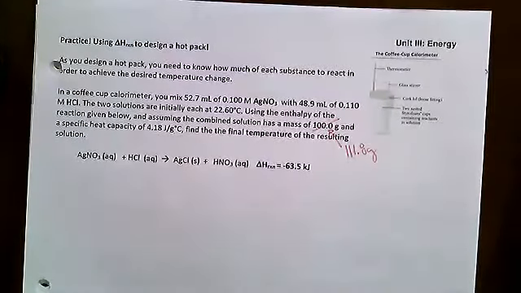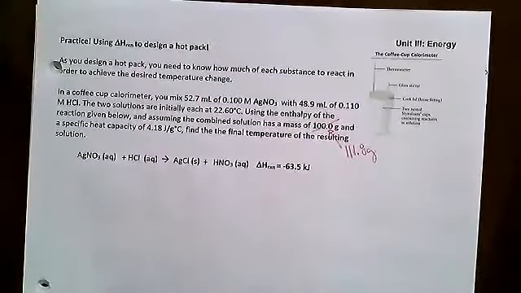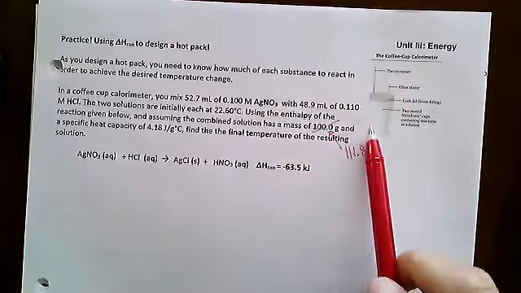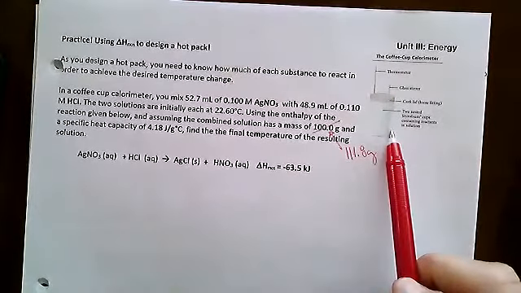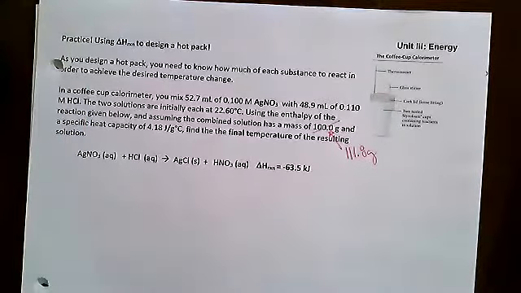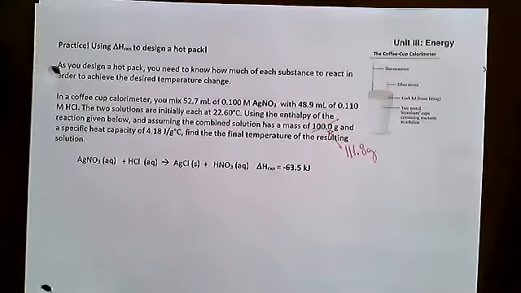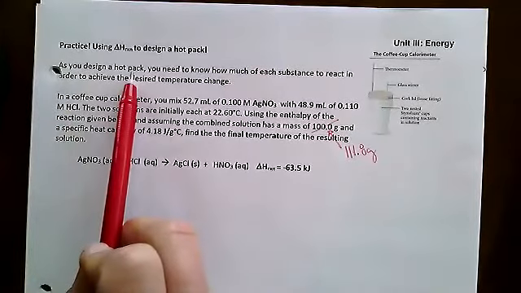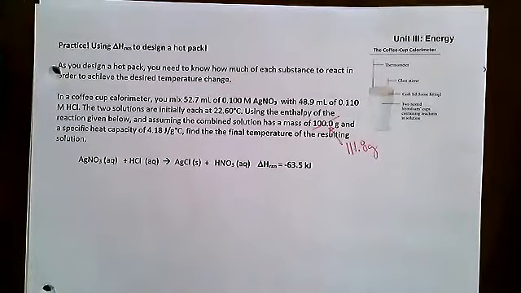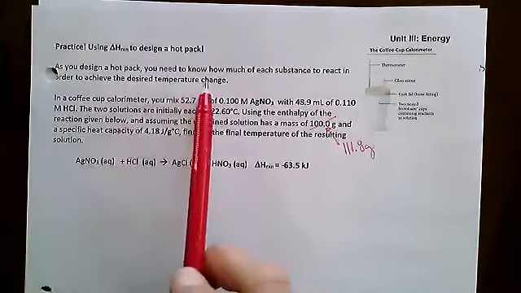Okay, when you come back from spring break, I'm going to send you information regarding a lab called the Hess's Law Lab, and in it you do something called calorimetry. A calorimeter is basically just an insulated system that's preventing heat from getting transferred outside of it. So if you worked in a research lab or an industry and it was your job to design a hot pack, then you would need to know how much of each reactant to put in order to achieve a desired temperature change.